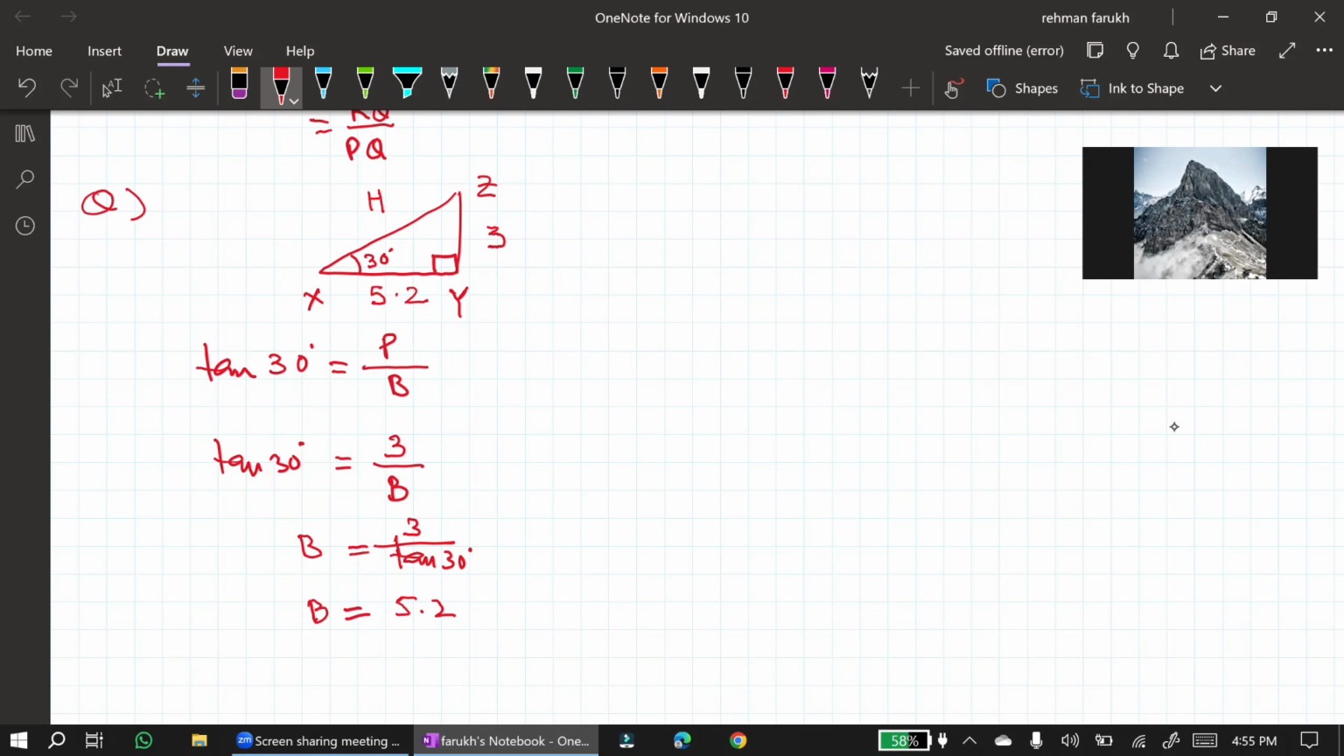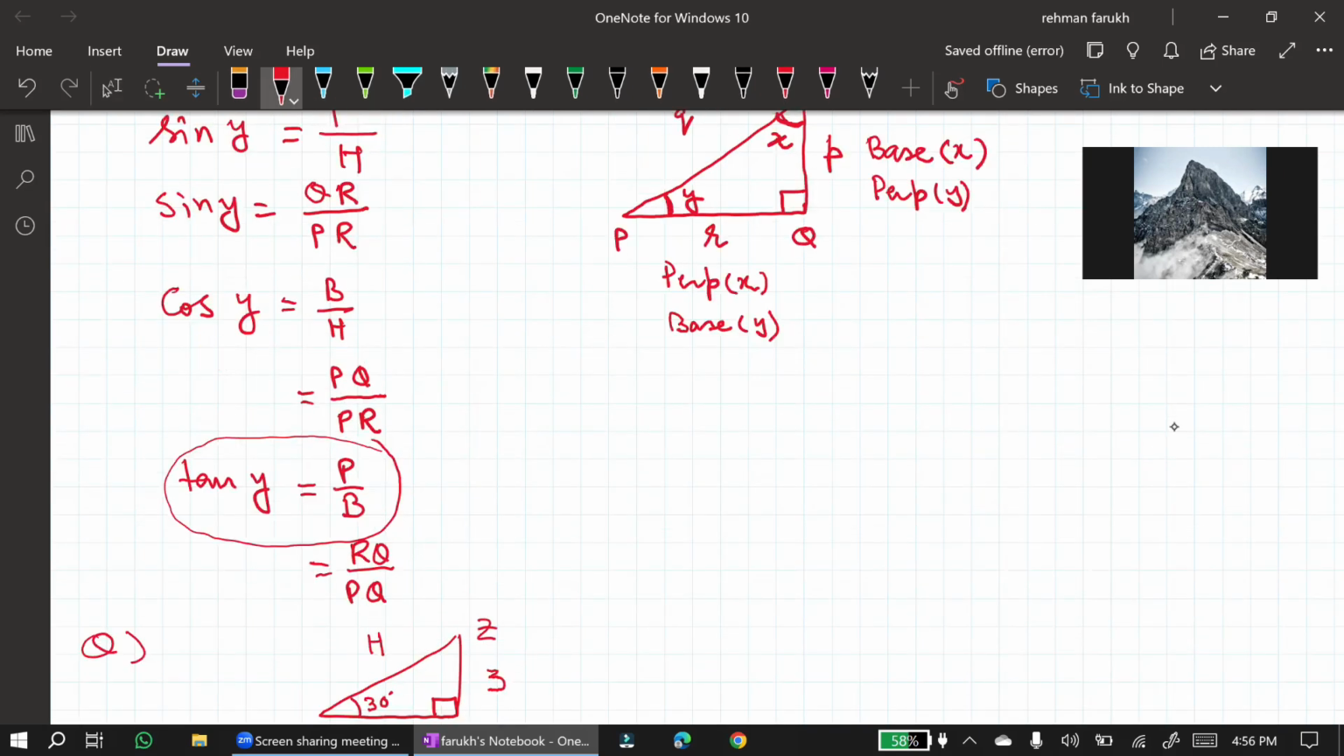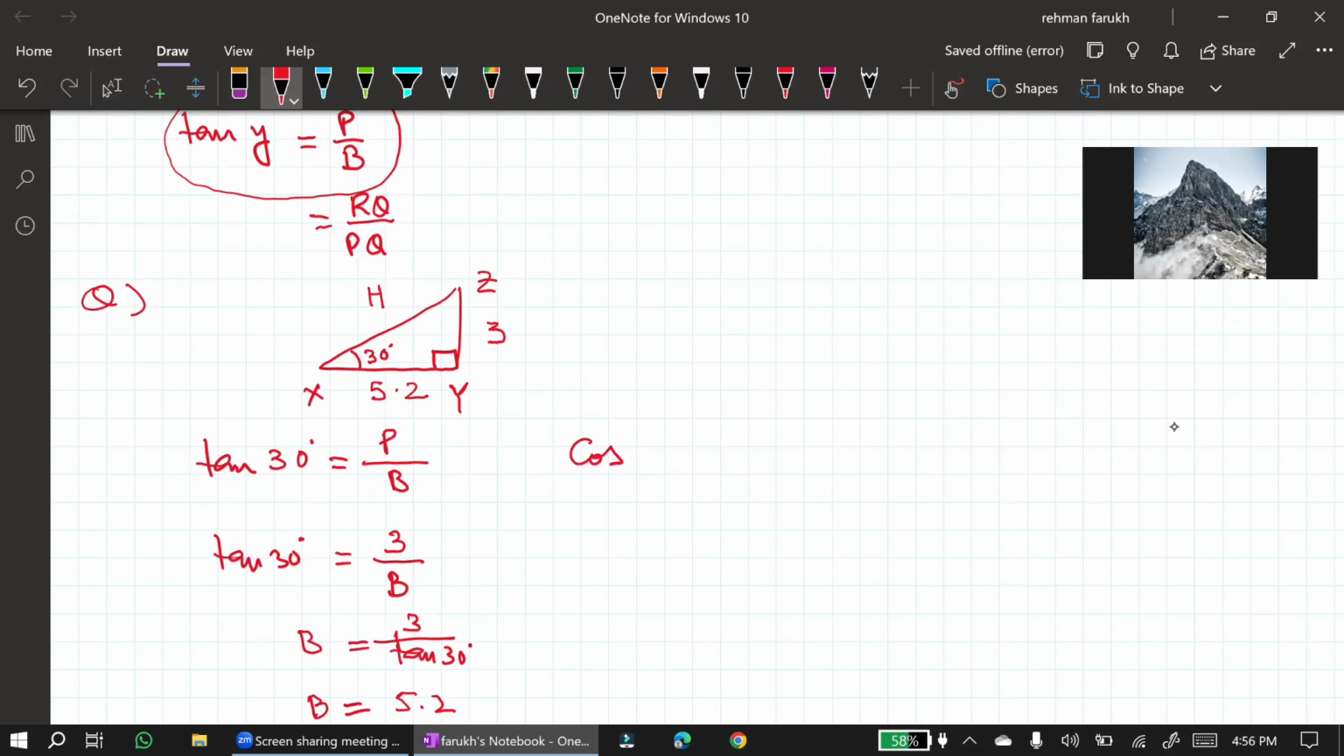Now, base 5.2 is given. Sorry, base is given, angle is given. We want to find out the hypotenuse. Now, in which ratio are there base and hypotenuse? Cos. We will use this rule. We will write down cos 30 is equal to base over hypotenuse.